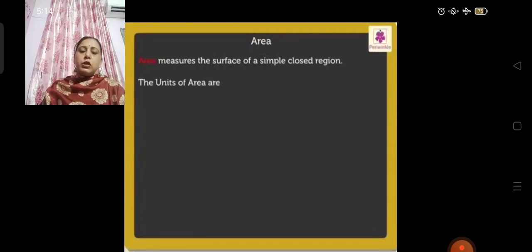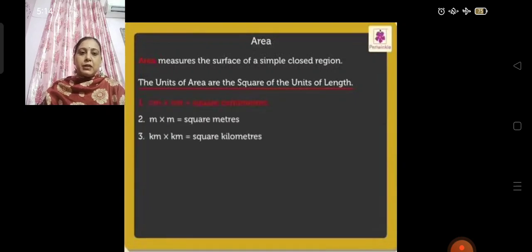Now the units of an area are the square of the units of a length. We can write it as, whenever we have to find area, the square units can be square centimeters, square meters and square kilometers. Now we will find the area by two methods.